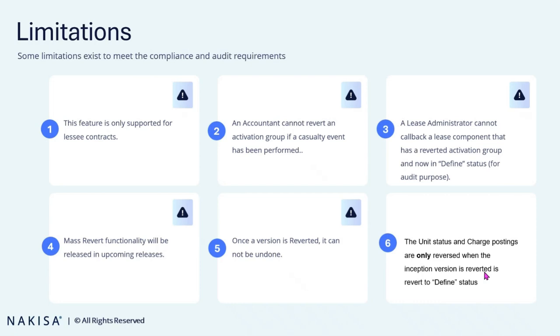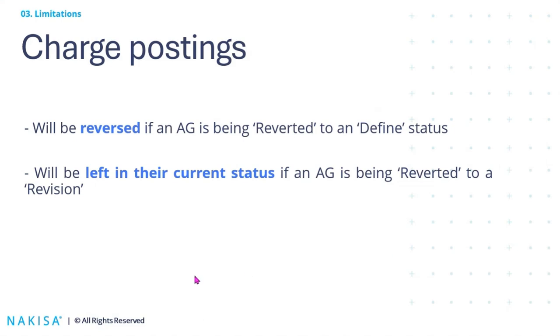Another limitation is that the unit status and the charge postings are reversed only when the inception version is reverted back to defined status. So if you are doing a multi-level revert for versions, you will not be reverting the charge postings or the unit status. So this is just saying the same. They will be left in their current status if you are reverting to a revision and not back to a defined status.